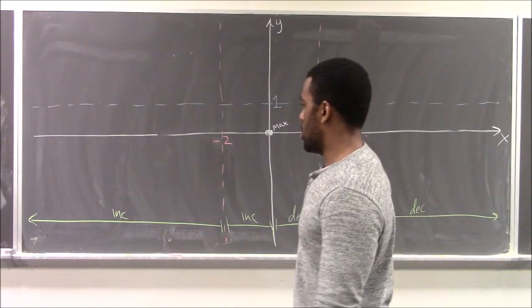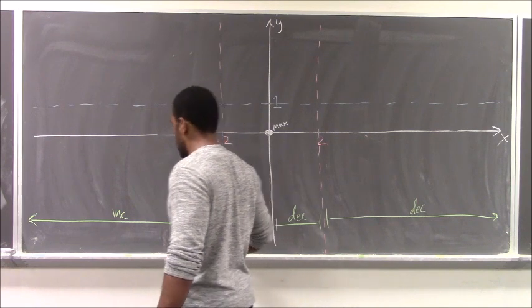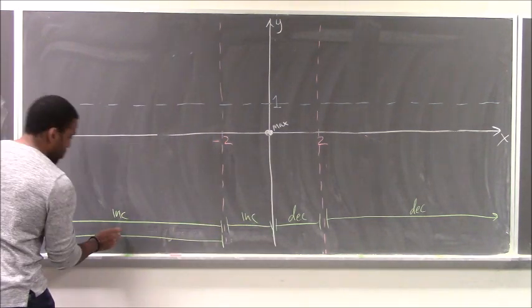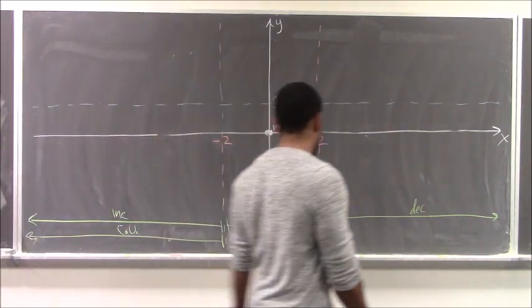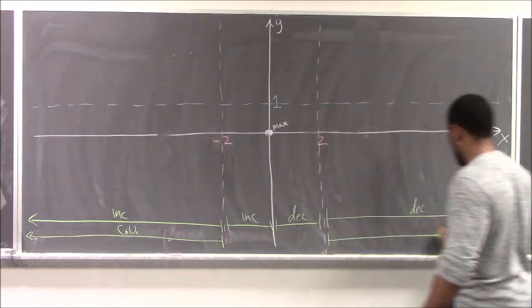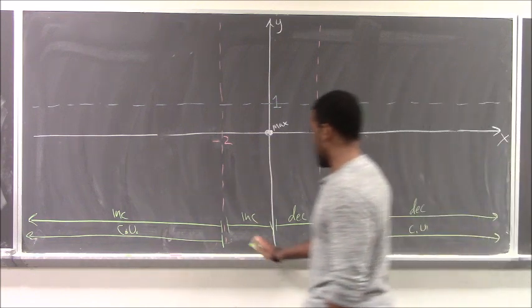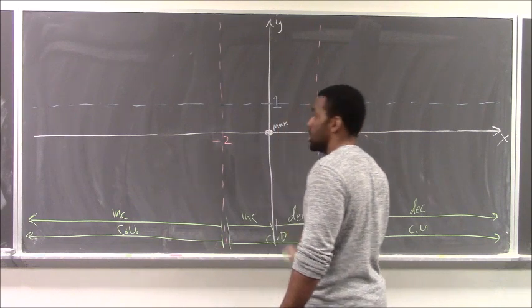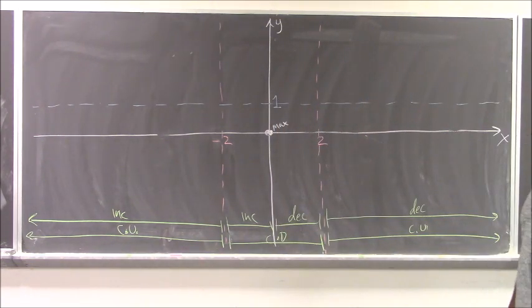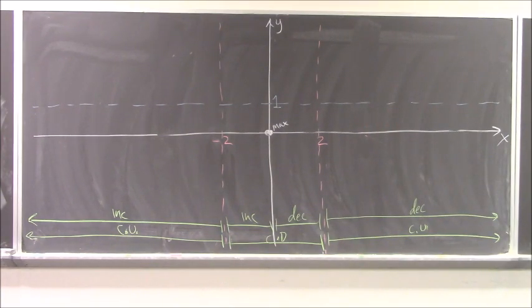Concave up. We're concave up from -infinity to -2. So from here all the way back, we are CU. And from 2 to infinity. So from here all the way forward, we are CU. And we are CD, concave down, in between. And now all the information that we calculated before is on that picture. So this is what the skeleton for your graph should look like.